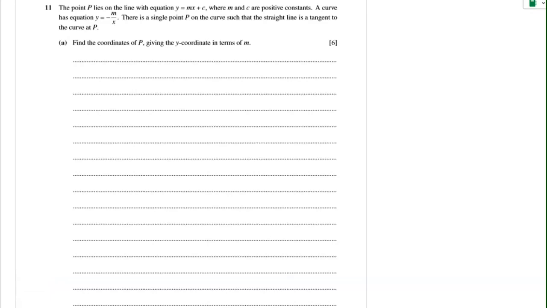So for question 11, we're told that a point P lies on a line. We don't have any numbers. And it also lies on the curve, we're told a little later. In that relationship between the line and the curve, it says that there's a tangent at P, which means the line and the curve only have one point of intersection. And we're told to find the coordinates of P, giving the y coordinate in terms of m.